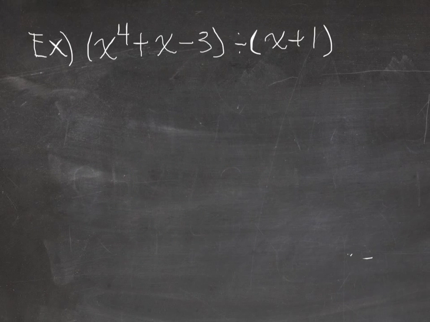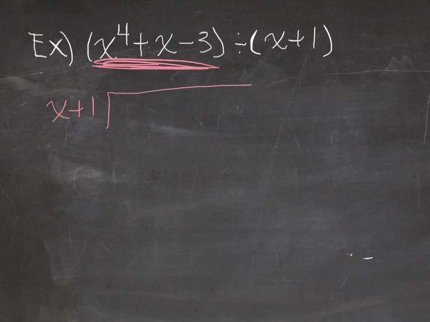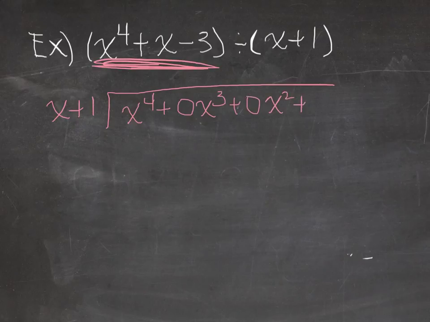Okay, again, I have a trinomial divided by a binomial. The only thing that's a little bit trickier in this one is you have to make sure that you include all powers in descending order. So I only have x to the 4 and x in this one, but when I write it out in the long division way, I have to include x cubed and x squared as well. So I have x to the 4, but I have 0x cubed plus 0x squared plus 1x minus 3. So it's important to put in any missing powers.